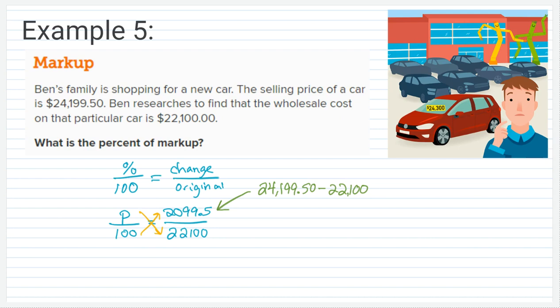So we're going to do 22,100 times P. That's just going to be 22,100P. And then 100 times 2,099.50. That is going to end up being 209,950. Then we have one last step, which is to divide both sides by what P is being multiplied by. And then we're going to find our final answer.